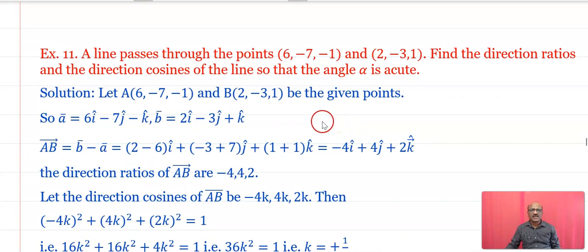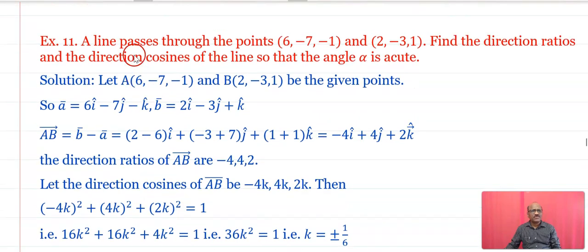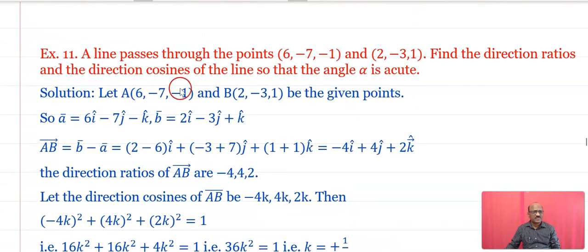Next problem. A line passes through the points 6, minus 7, minus 1 and 2, minus 3, 1. Find the direction ratios and the direction cosines of the line so that the angle alpha is acute. Let the first point A be 6, minus 7, minus 1 and B be 2, minus 3, 1, the given points. What about their position vectors?